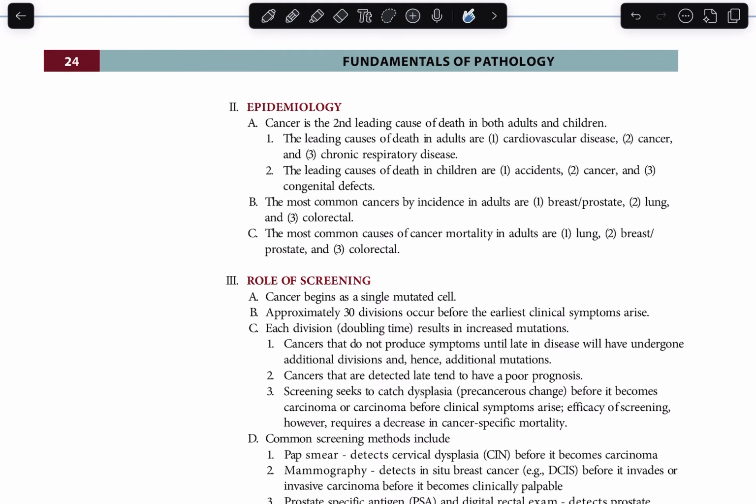Epidemiology. Cancer is the second leading cause of death in both adults and children. The leading causes of death in adults are cardiovascular disease, cancer, and chronic respiratory disease. The leading causes of death in children are accidents, cancer, and congenital defects. The most common cancers by incidence in adults are breast/prostate, lung, and colorectal. The most common causes of cancer mortality in adults are lung, breast/prostate, and colorectal.